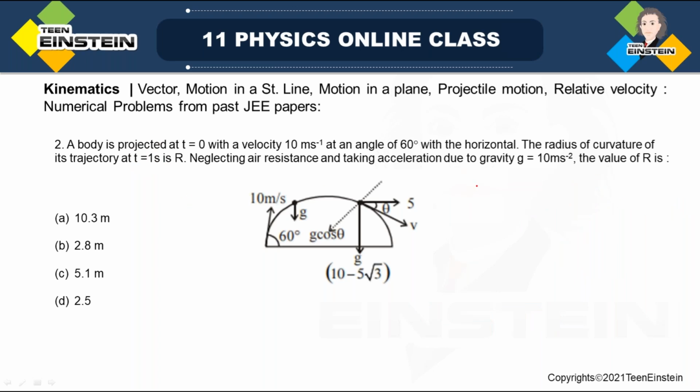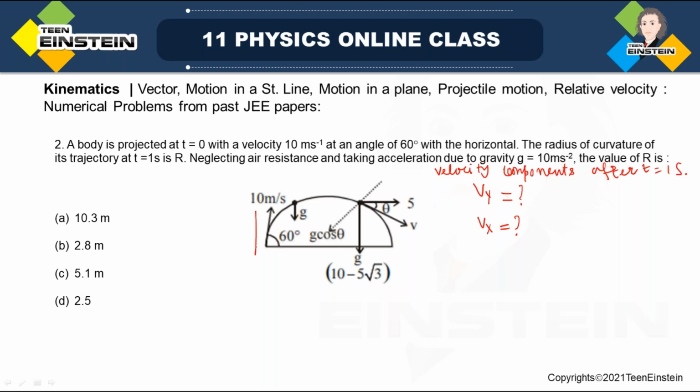See, I have to find out velocity components after t is equal to 1 second. Okay, after t is equal to 1 second. So these are my aim first. Okay. So what is the velocity? Velocity is 10 meter per second.